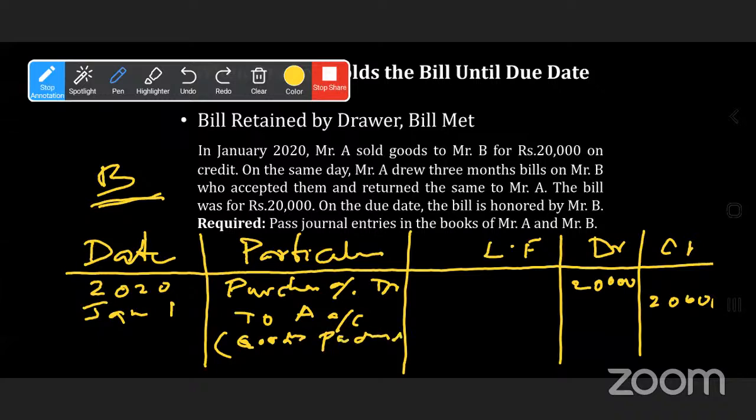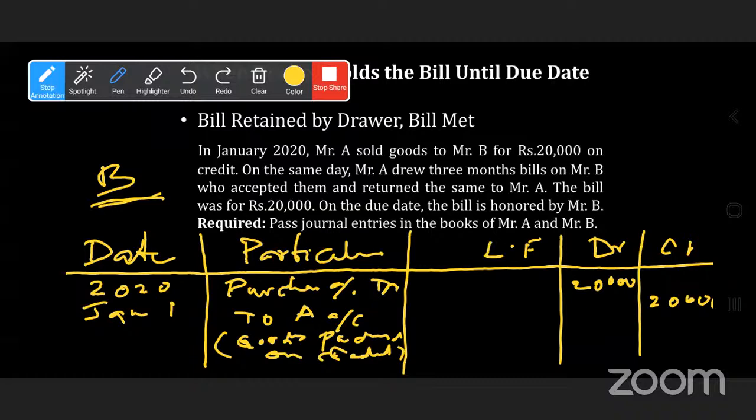Goods purchased on credit. Sometimes the writing may not be visible for you, so just listen properly. Goods purchased on credit. So B has purchased goods from A.